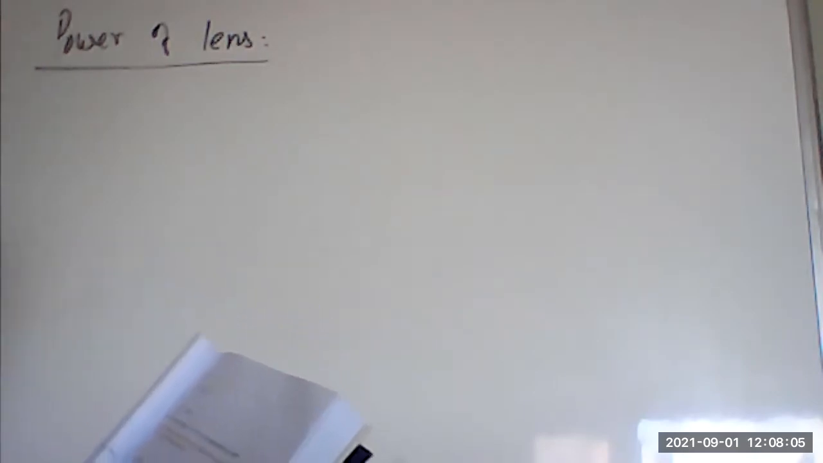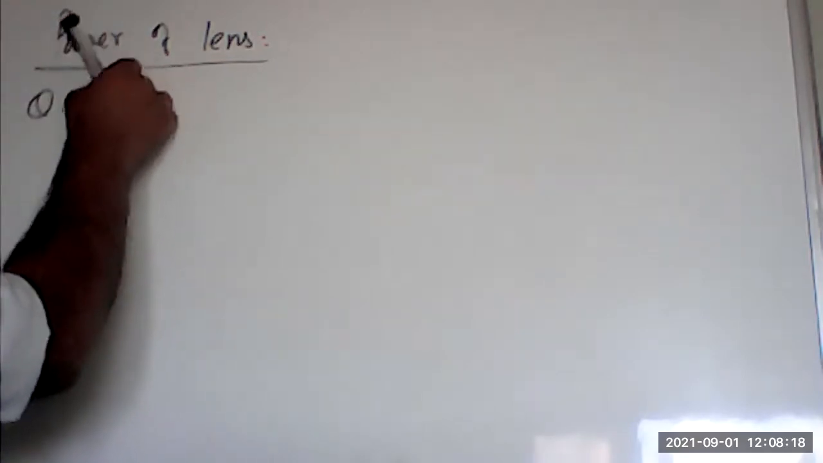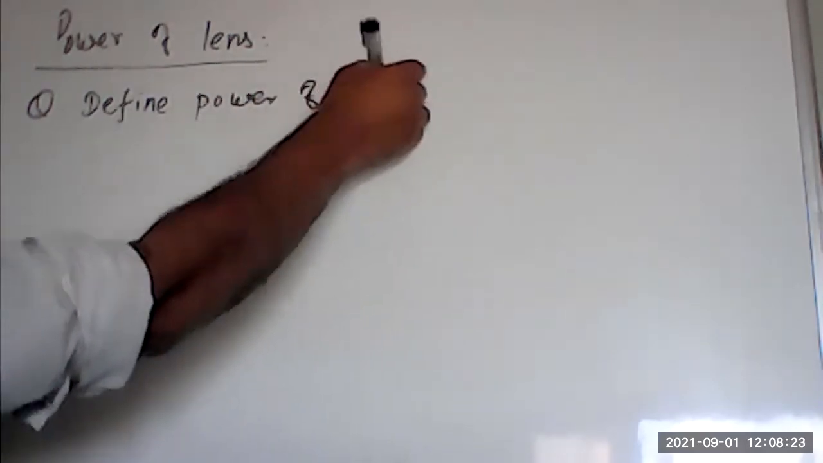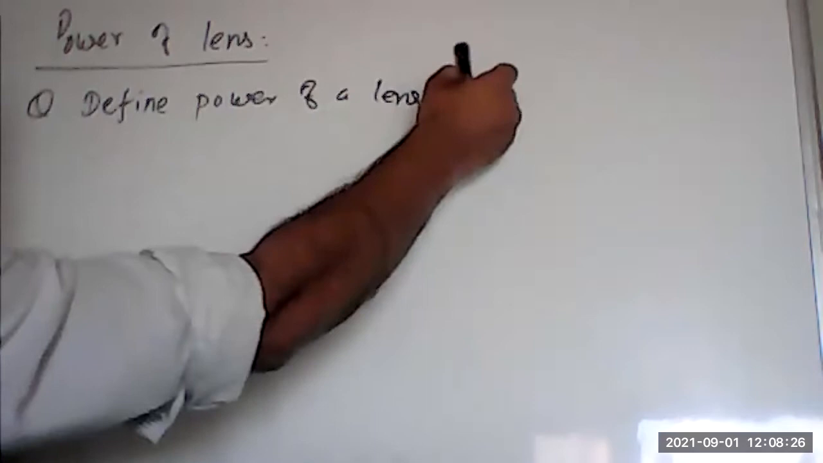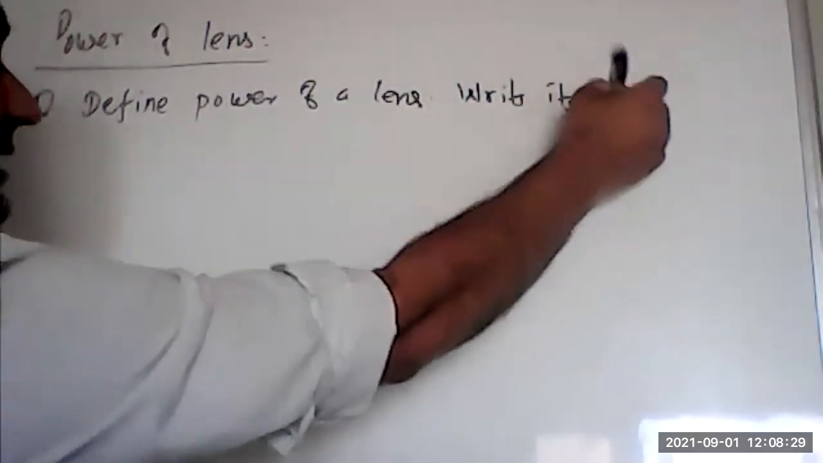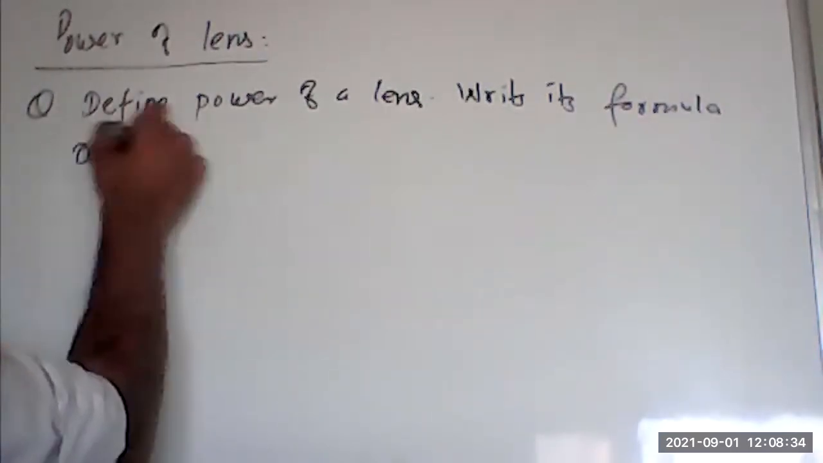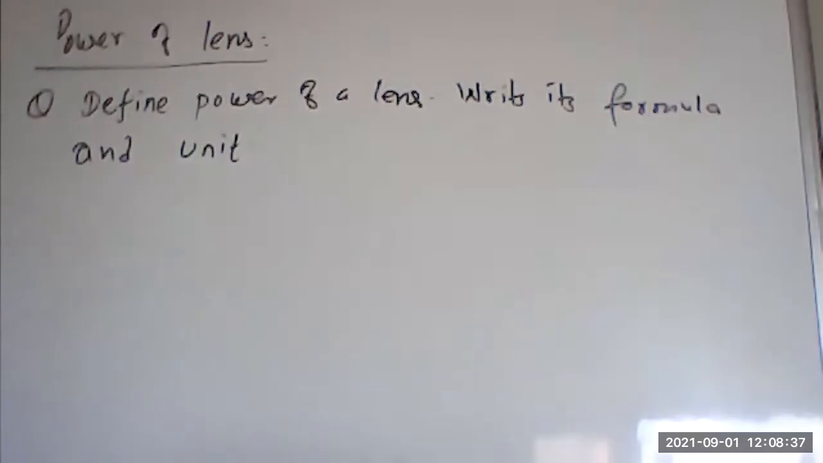Look at there. Power of a lens is its capacity to converge or diverge light rays falling on it. In other words, the power of lens is defined as the reciprocal of its focal length expressed in meter. Write on question: Define power of a lens. Write its formula and unit.